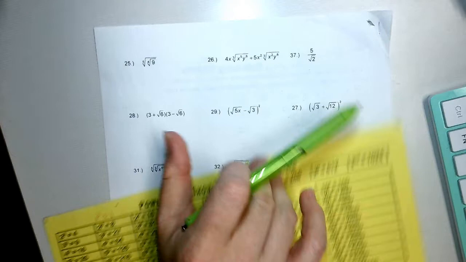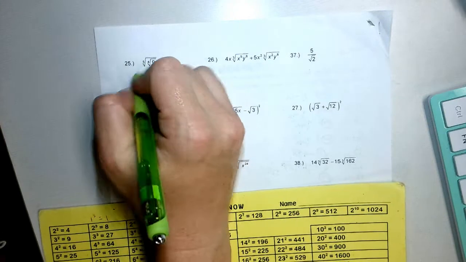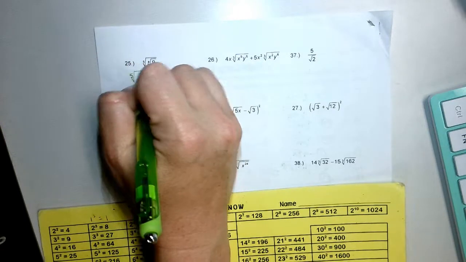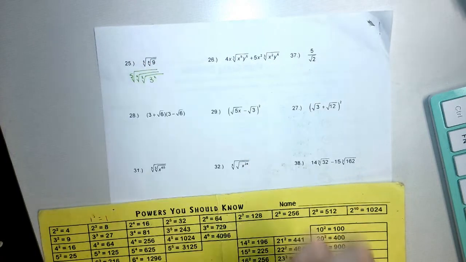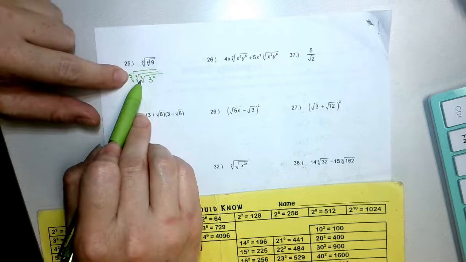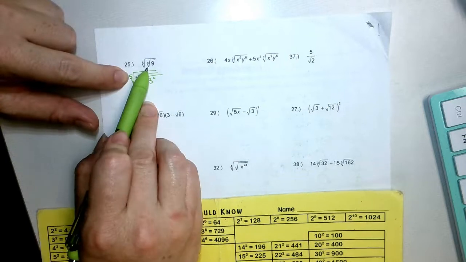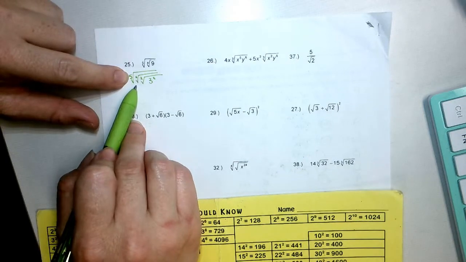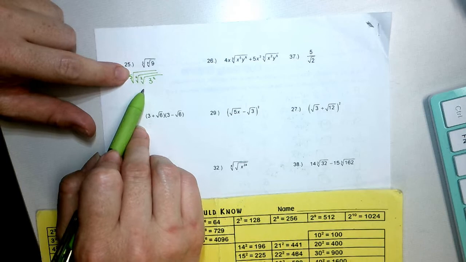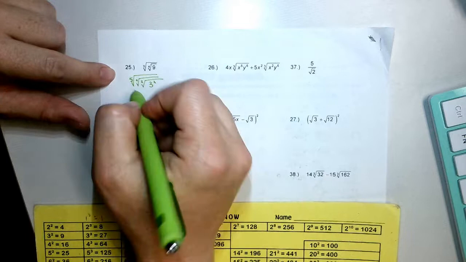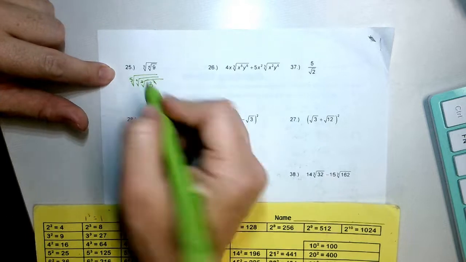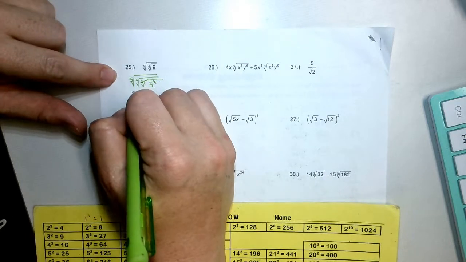So I can rewrite this as 5 square root 3 squared. Because what's 2 times 2? 4. So did I change anything mathematically? No, I just separated one of the roots into 2 square roots instead. And I know that 3 squared equals 9. So then I can cancel one of the square roots and the squared, and I'm left with 5th root square root 3.